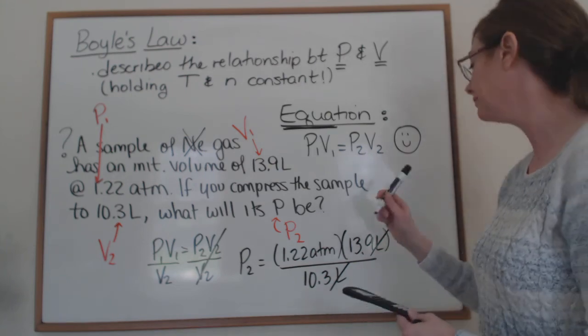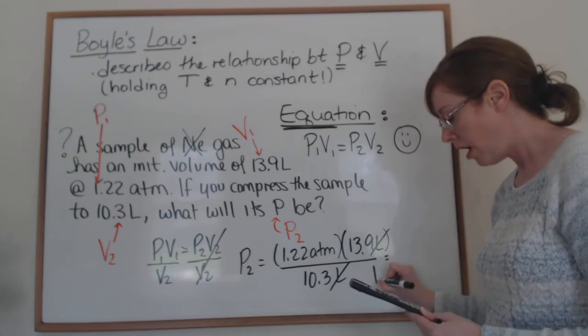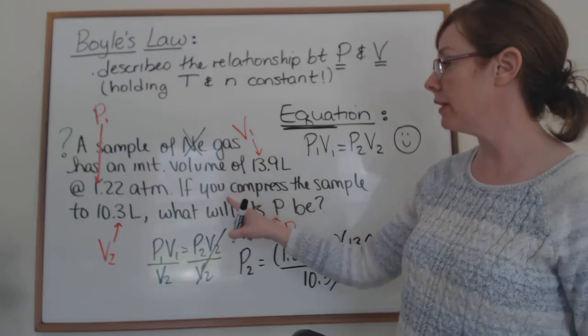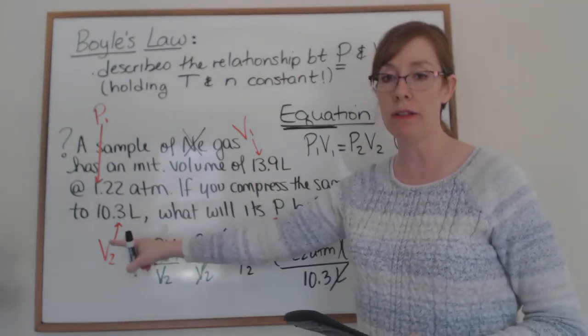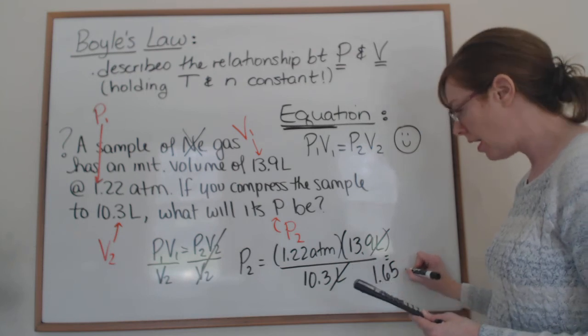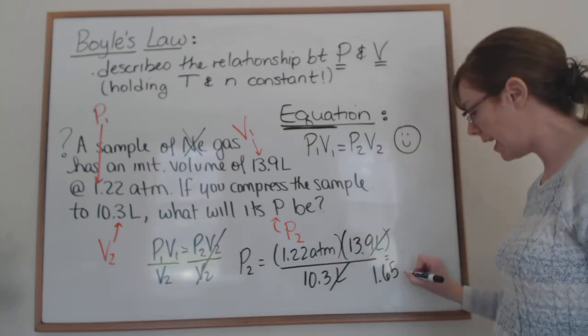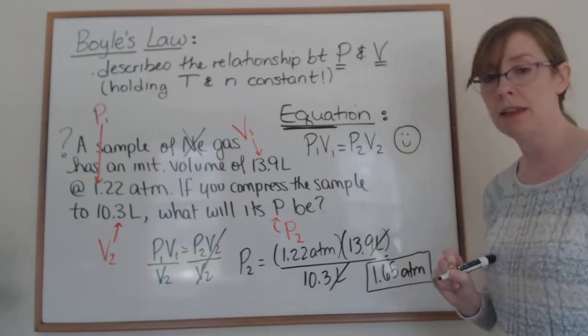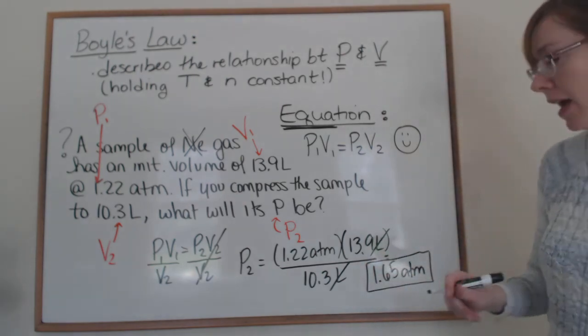And I am getting an answer of 1.6464, but let's check out the sig figs. I've got 3 in all of these, so I'm just going to pick 3 sig figs, 1.65. And the unit that survives the canceling is atmospheres, which makes perfect sense because it is a pressure, and that would be the answer, 1.65 atmospheres.